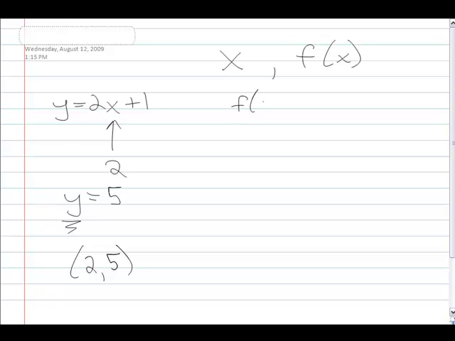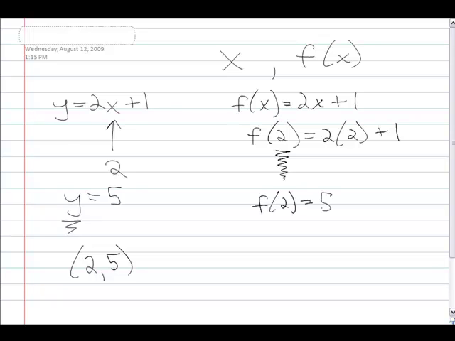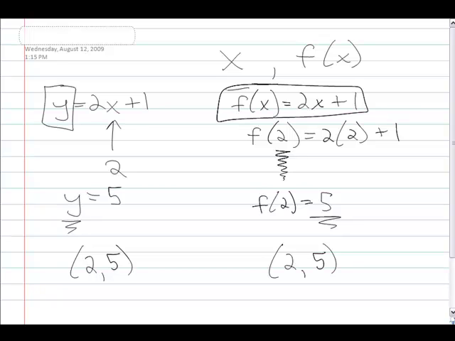But now, let's say f of x equals 2x plus 1. Now if I want to find f of 2, 2 being x, which is my input, I get that to be equal to 2 times 2 plus 1. So f of 2 equals 5. So still, with this notation, if I input a 2, I still get an output of 5. Hence the relation remains (2, 5). So if you haven't seen this function notation before, it's very, very similar to just using a y.